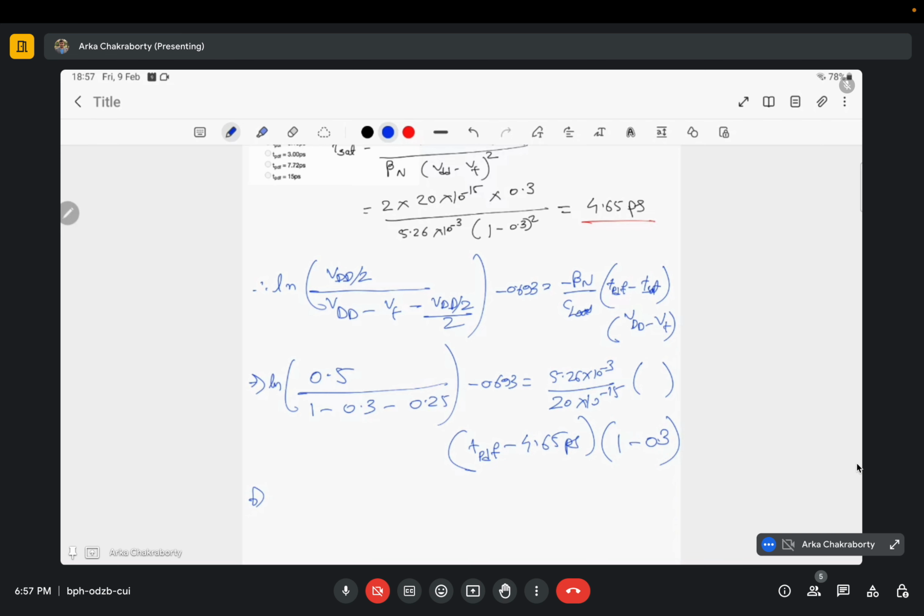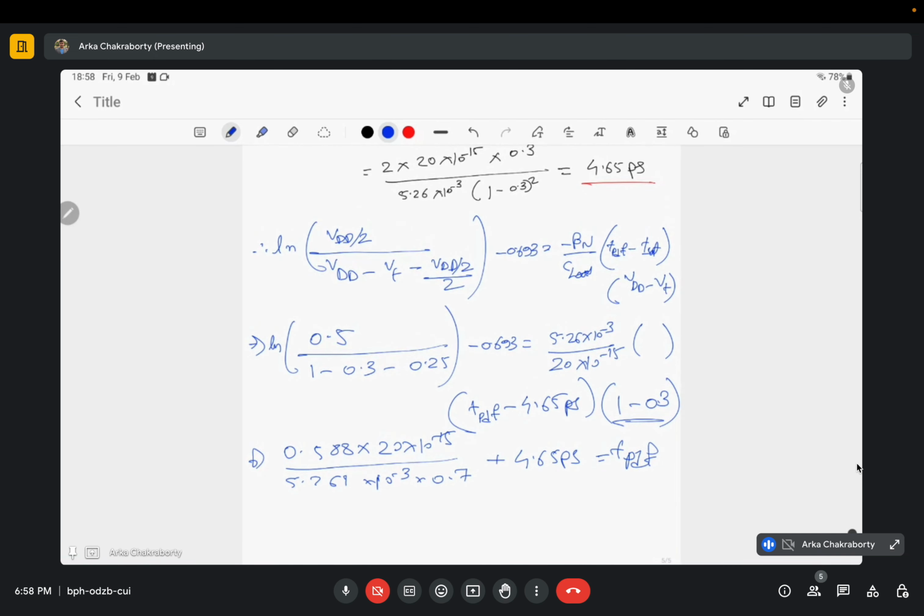Solve it, you will get something like 0.588 into 20 into 10 to the power minus 15 by 5.261 into 10 to the power minus 3 into 0.7. This 0.7 will come here, and plus 4.65 picosecond equal to TPDF. Okay, so TPDF will come as 3.19 picosecond plus 4.65 picosecond, which will be equal to 7.84 picosecond.